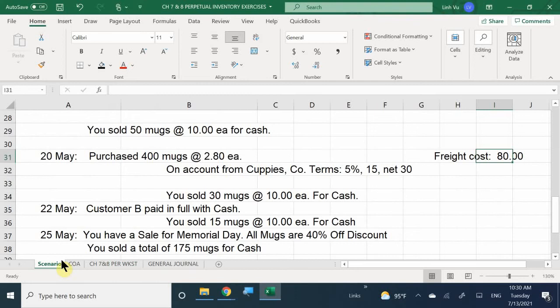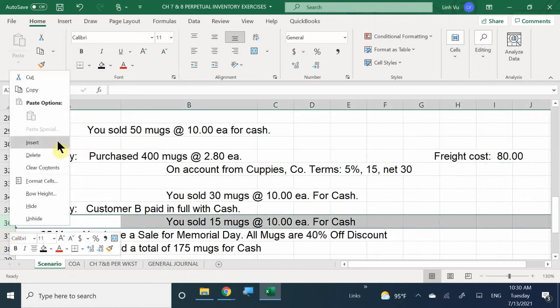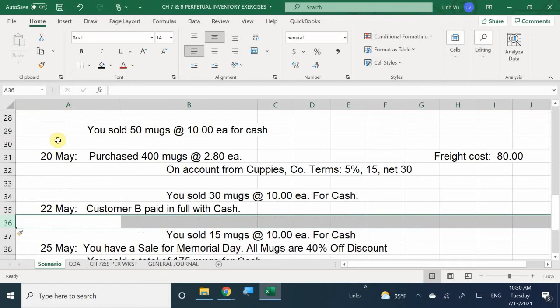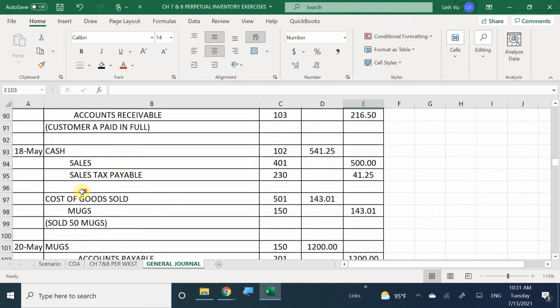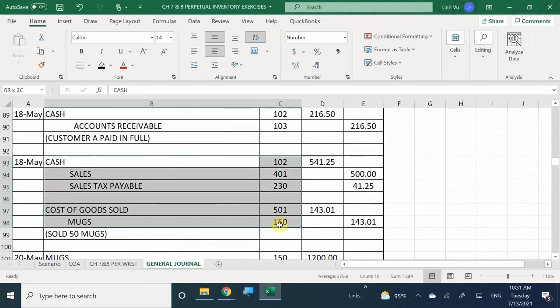Okay, we sold how many mugs? Oh, 400? That's the purchase. Right, purchase here. Oh, okay. So we sold 30 mugs, at $10 each. Okay. So I keep hitting that journal. All right. So we're looking at cash sales and cost of goods sold.